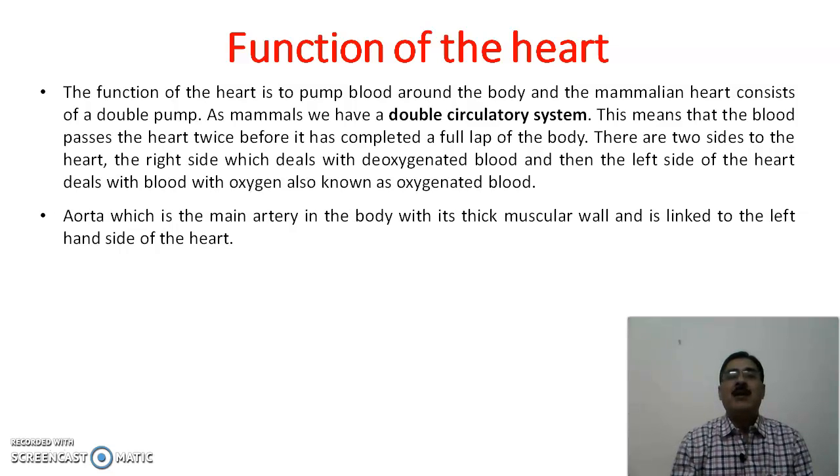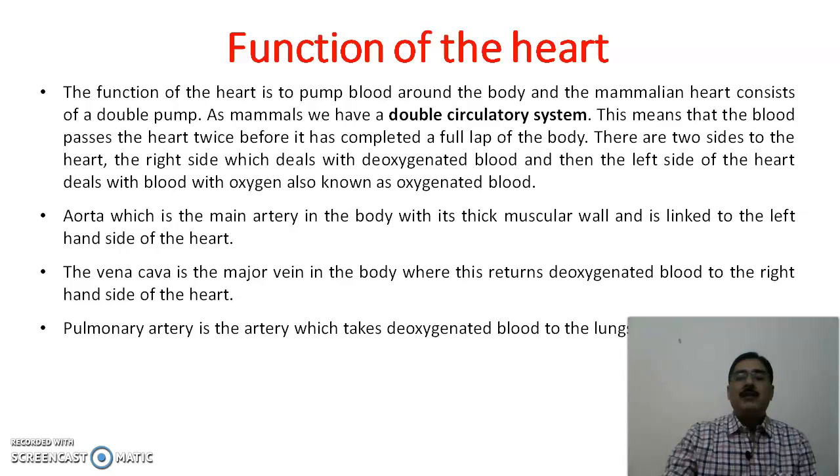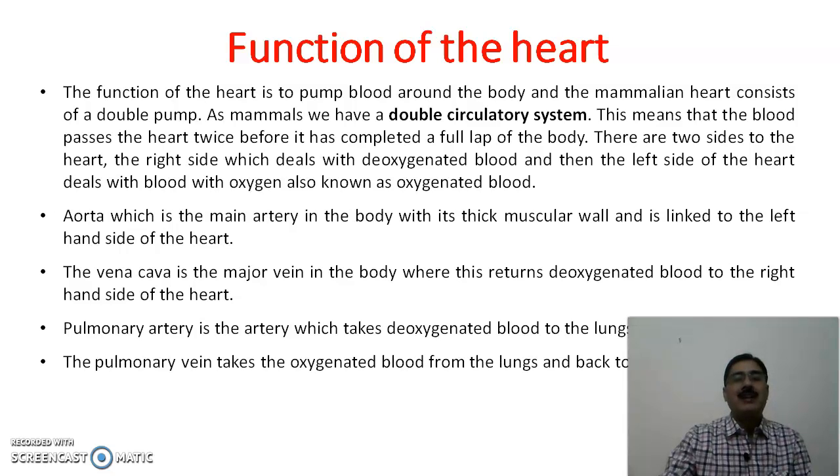Now aorta is the main artery in the body with its thick muscular wall, and it is linked with the left hand side of the heart. It means with the left ventricle. The vena cava is the major vein in the body which returns deoxygenated blood to the right hand side of the heart. It means to the right auricle, and there are two vena cavae, one inferior and one superior, while the pulmonary artery, an exception, carries the deoxygenated blood to the lungs, that is from the right ventricle, and the pulmonary vein takes the oxygenated blood from the lungs back to the heart.